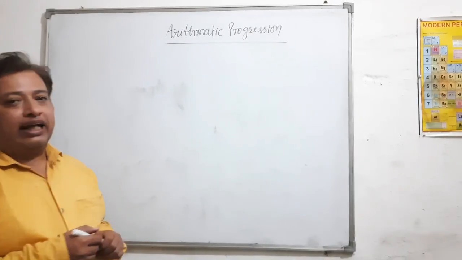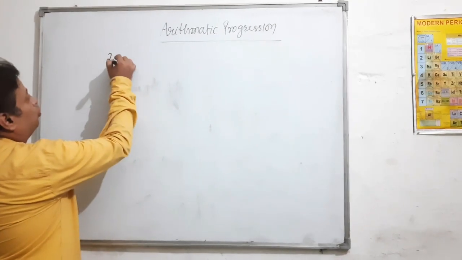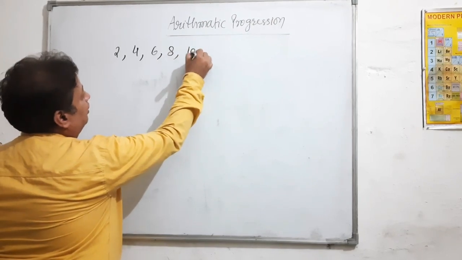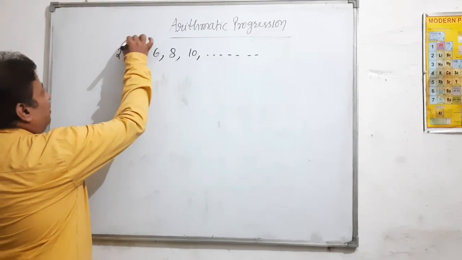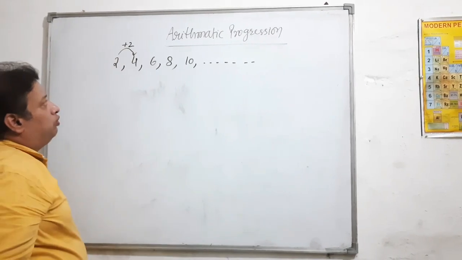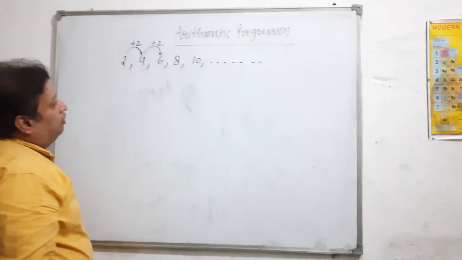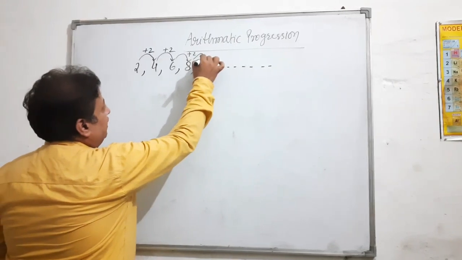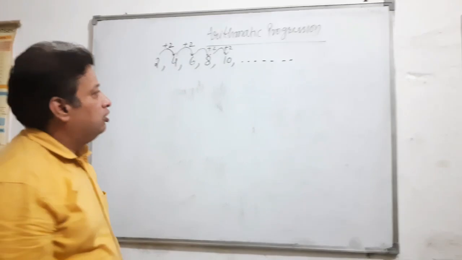For example, we can write the arithmetic progression 2, 4, 6, 8, 10, and so on. You see that the next term always comes after adding 2, then again adding 2, and then again adding 2. Each and every term comes after adding 2.